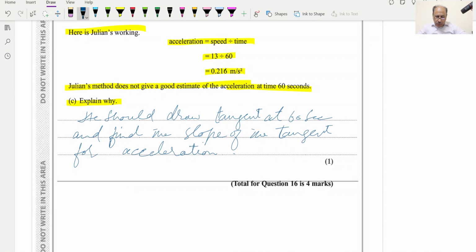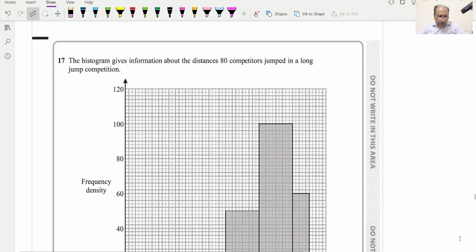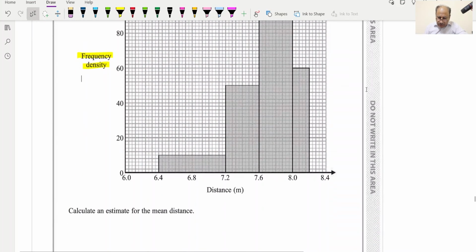So this is also done, and next is question number 17. The histogram gives information about the distance 80 competitors jumped in a long jump competition. This side is frequency density and this side is distance in meters. Calculate an estimate for the mean distance. So an estimate for the mean distance is required.